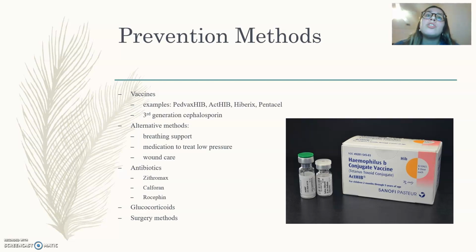So vaccines, you can have a vaccine that just treats Hib, and you can have a vaccine that treats Hib and other diseases like tetanus, whooping cough, and polio. But primarily the treatment is a third generation cephalosporin, and they'll use that until they can use an antibiotic to treat the body.